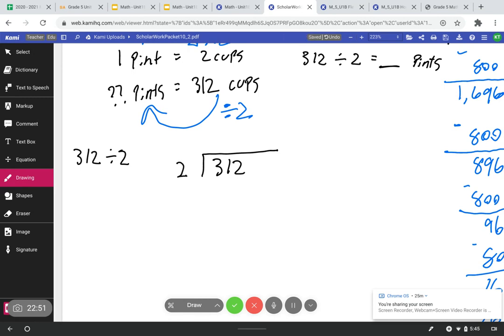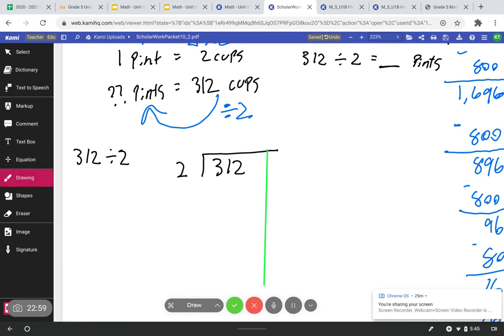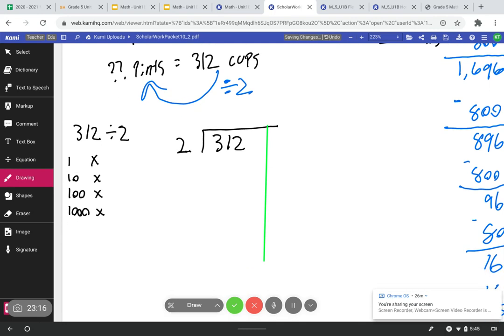Now, remember, we start off with our estimations using friendly numbers. So what would be some friendly numbers? They stay the same: 1, 10, 100, 1,000. So let's multiply our divisor by the number of groups that we are looking for.